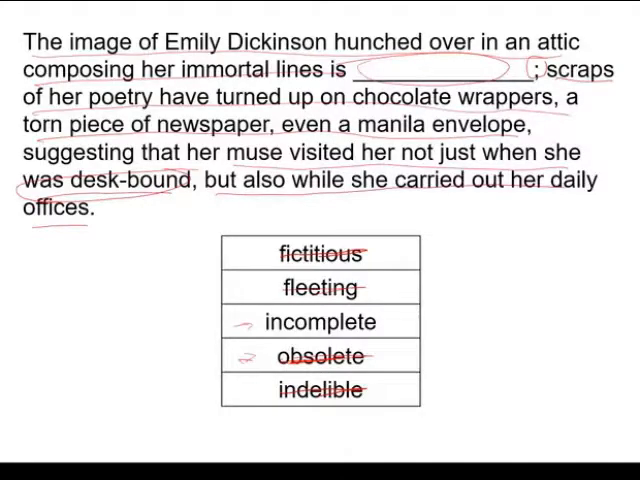What we know with certainty from the passage is that the author believes Dickinson sometimes wrote at her desk and sometimes wrote during her daily offices. So a story or image where she only wrote at her desk is partial or incomplete, giving us our correct answer.